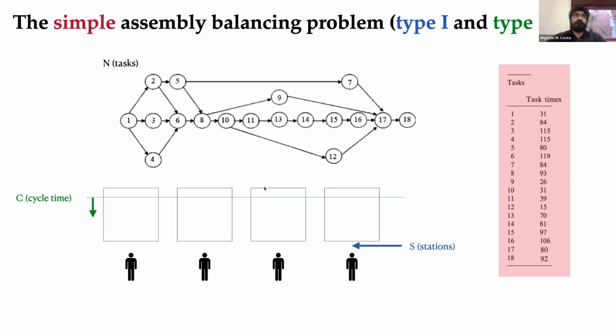There are two versions of the problem. One version is, given a set of stations, you want to minimize the cycle time. Remember that this means maximizing production. Or, given a fixed cycle time, you want to minimize the number of stations. These versions are called the single assembly line balancing problem, when you have fixed task times independent of the worker. If you want to minimize the number of stations given a cycle time, we call it type 1. And the other problem, minimizing the cycle time given a number of stations, we call type 2.